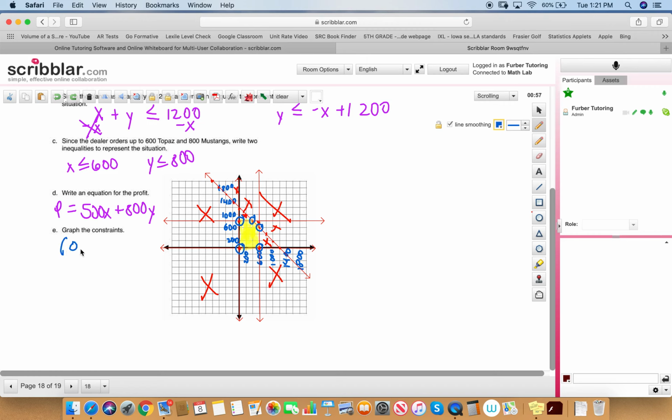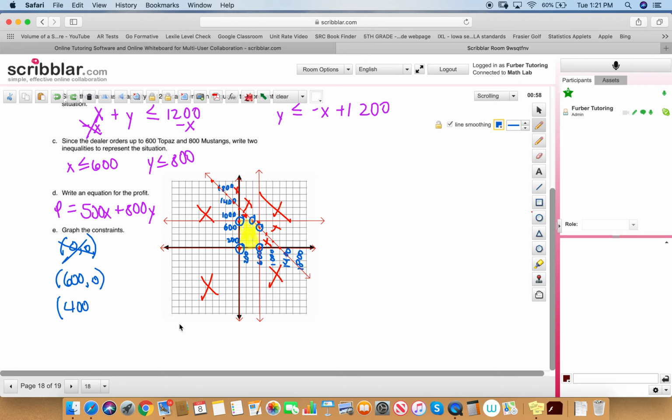0, 0. And here's the deal. You don't have to check 0, 0. The factory's not going to make a profit if they don't sell or make enough cars. So you can just leave that one out since this is a maximum question, okay? This point right here is 600 and 0. That one right there, it looks to be about 400.